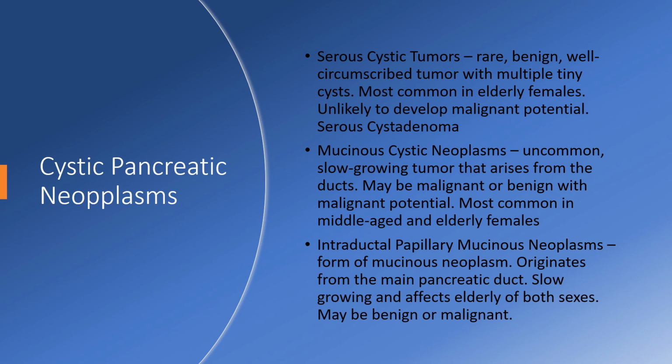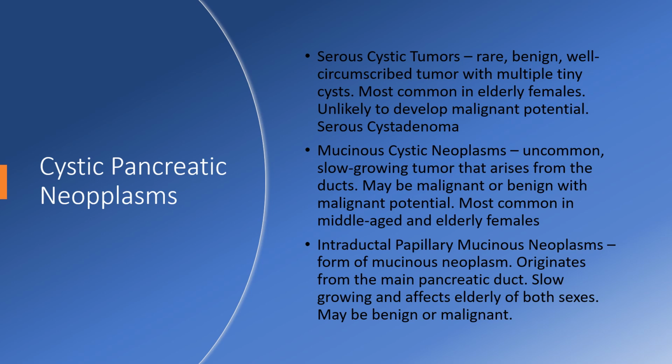Typically, you're going to see, again, well-defined cysts. You'll see thick mucinous fluid inside them. There may be internal septations, and you may see mural nodules. If it's greater than 5 centimeters, it has a much more increased likelihood of being malignant.